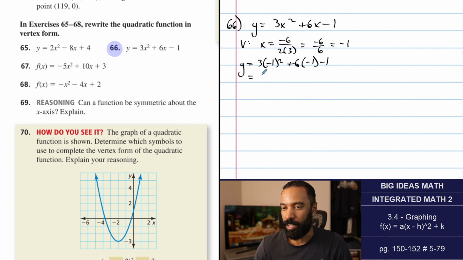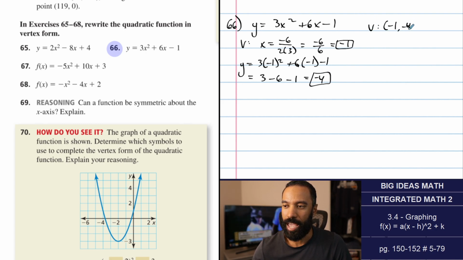The y value, we're going to do 3 times negative 1 squared plus 6 times negative 1 minus 1. So that's going to be negative 1 squared is 1 times 3 is 3. Minus 6 is negative 3. Minus 1 is negative 4. So we are getting an x of negative 1, a y of negative 4 for the vertex. And your a value, of course, was 3. So this equation is going to say y equals, instead, 3 times x plus 1 quantity squared minus 4.